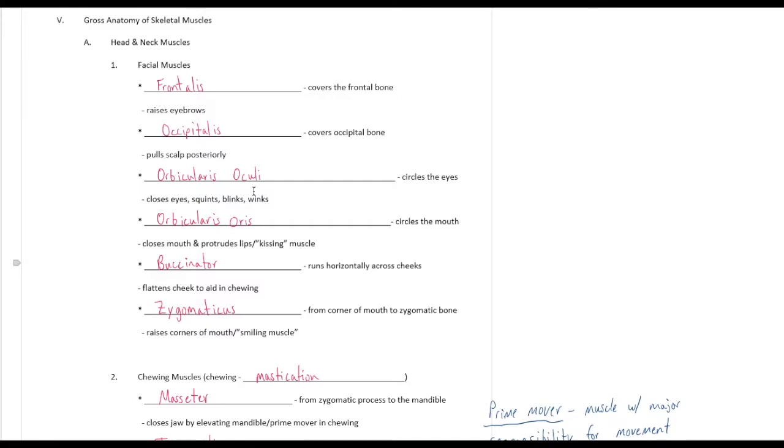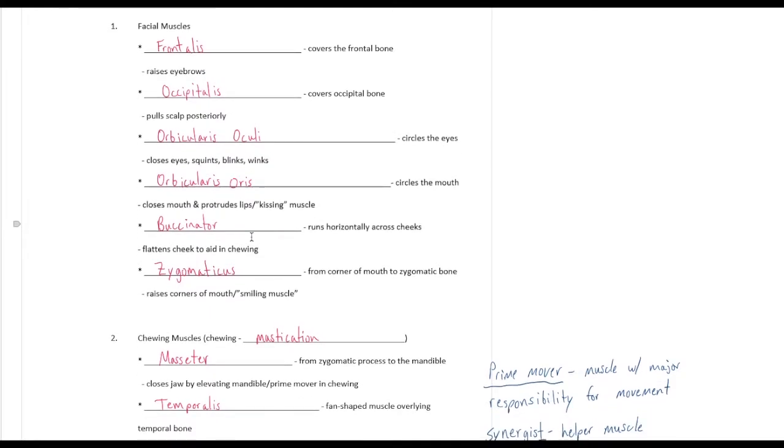And your orbicularis oculi. It's going to circle the eyes. It's going to close eyes, squints, blinks, and winks. That's what we're going to help your eyes do. We have our orbicularis oris, which is going to circle the mouth. It's going to close the mouth, protrude lips. It's what we would call, in layman's terms, the kissing muscle.